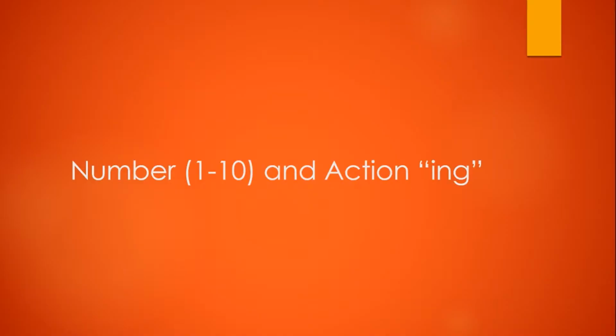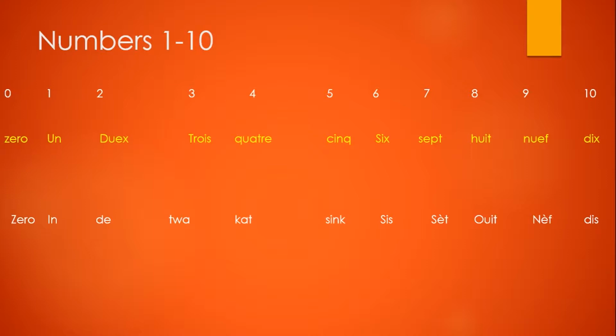Today we're going to look at the numbering system from 1 to 10 in Haitian Creole and also the action words. Basically, how do I express my INGs, my doings, my sayings, etc. So from 0 to 10, in yellow you will see how the number is written in French, but below it, just for the sake of the pronunciation of the word, I have it written like that. It's not the way to write the word.